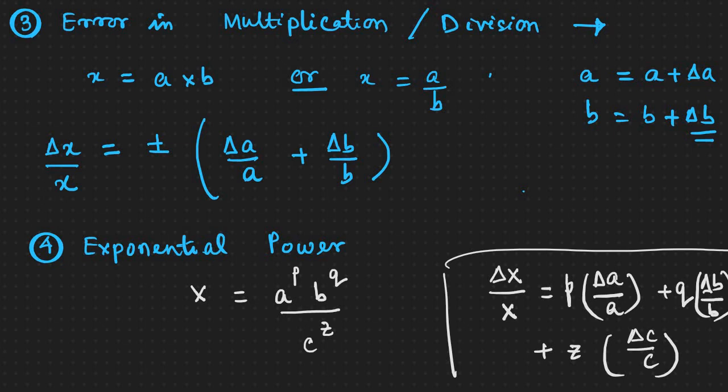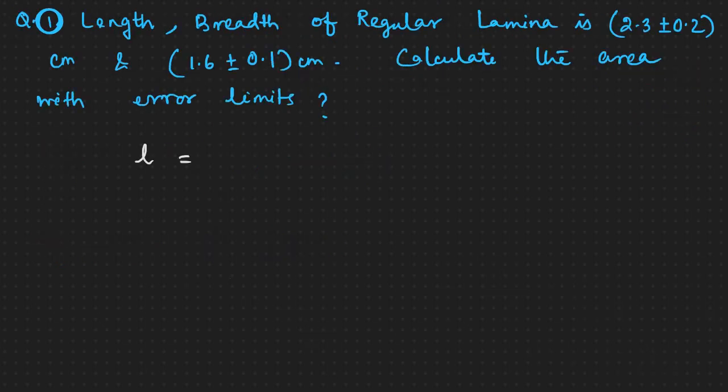Now it's time for an example. Let's see. This is your example which will clear all the doubts you have. Whatever we have studied so far, plus minus, multiplication, division, here the length and breadth of a rectangular lamina are given: length is 2.3 plus minus 0.2 centimeter and breadth is 1.6 plus minus 0.1 centimeter. Try it yourself as I am working on it. Then the question is asking to calculate the area with error limits.